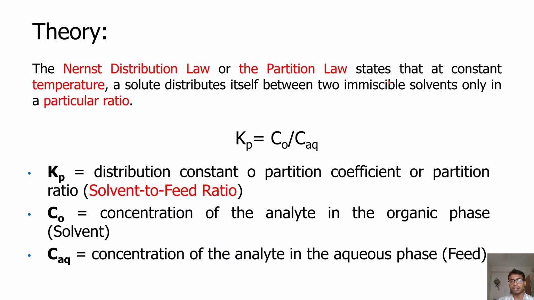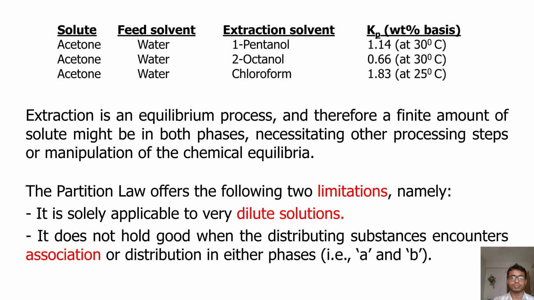Nernst distribution law or partition law states that at constant temperature a solute distributes itself between two immiscible solvents only in a particular ratio. So you can see the ratio here. Extraction is an equilibrium process, and therefore a finite amount of solute must be in both phases, necessitating multiple processing steps or manipulation of the chemical equilibria. The partition law has the following two limitations: it is solely applicable to very dilute solutions, and it doesn't hold good when the distributing substance undergoes association or dissociation in either phase.